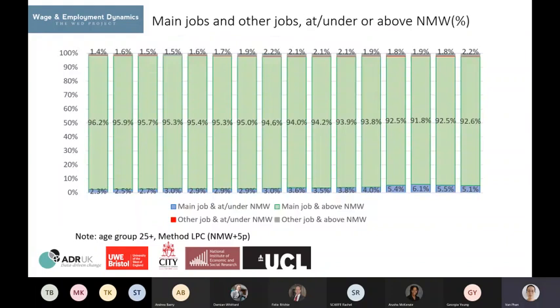And here we see that most jobs are main jobs above the minimum wage, but this percentage fell to 82.6% in 2019. There has been a growth in the percentage of jobs that are main jobs paying at or under the minimum wage. And most of the growth in other jobs is in other jobs paying above the minimum wage, from 4.1% up to 2.2%.